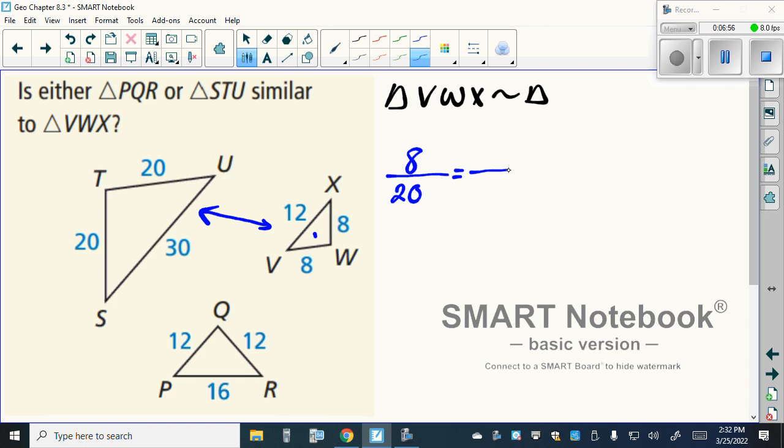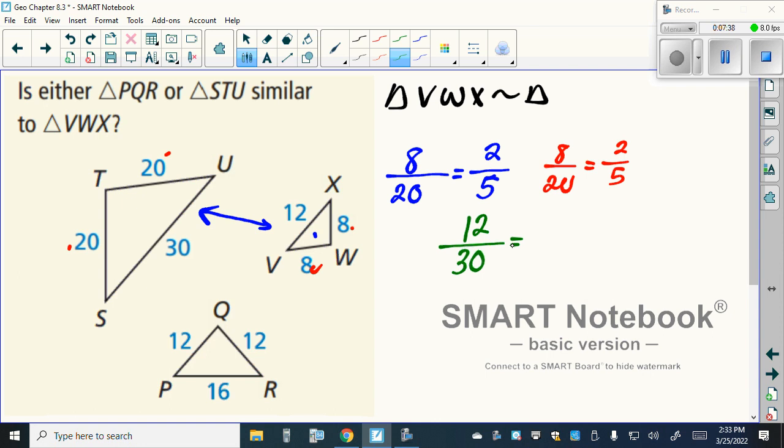Now, we can go on and reduce 8 over 20. They do have a common factor of 4, which would reduce to 2 over 5, yes. Two over 5. What's our next set of sides that we're going to compare for this? So we can do 8 over 20 again, which is 2/5. So we've done both of the 8s and we've done both of the 20s. What does that leave us with? 12 over 30, which is our last set of sides, yes?